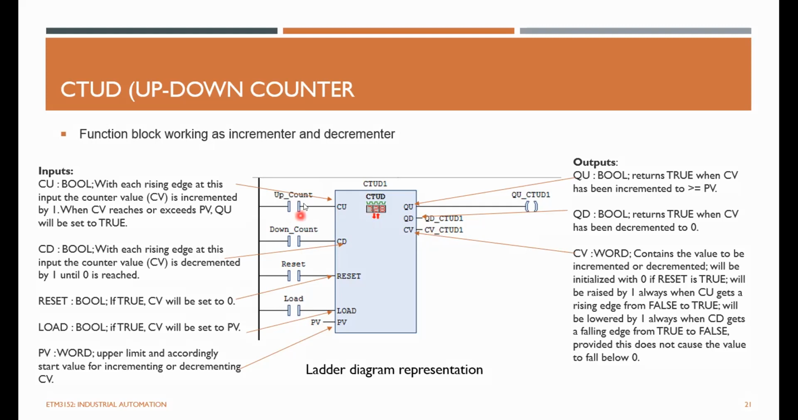When I press the up counter, it is counting up, and if it goes beyond that PV value, the output of CTUD, the up output, will be high. And if it goes to 0, this QD will be set to high, right? So this goes high when the incremented value goes to more than the preset value, and this will be high when the current value goes to 0.